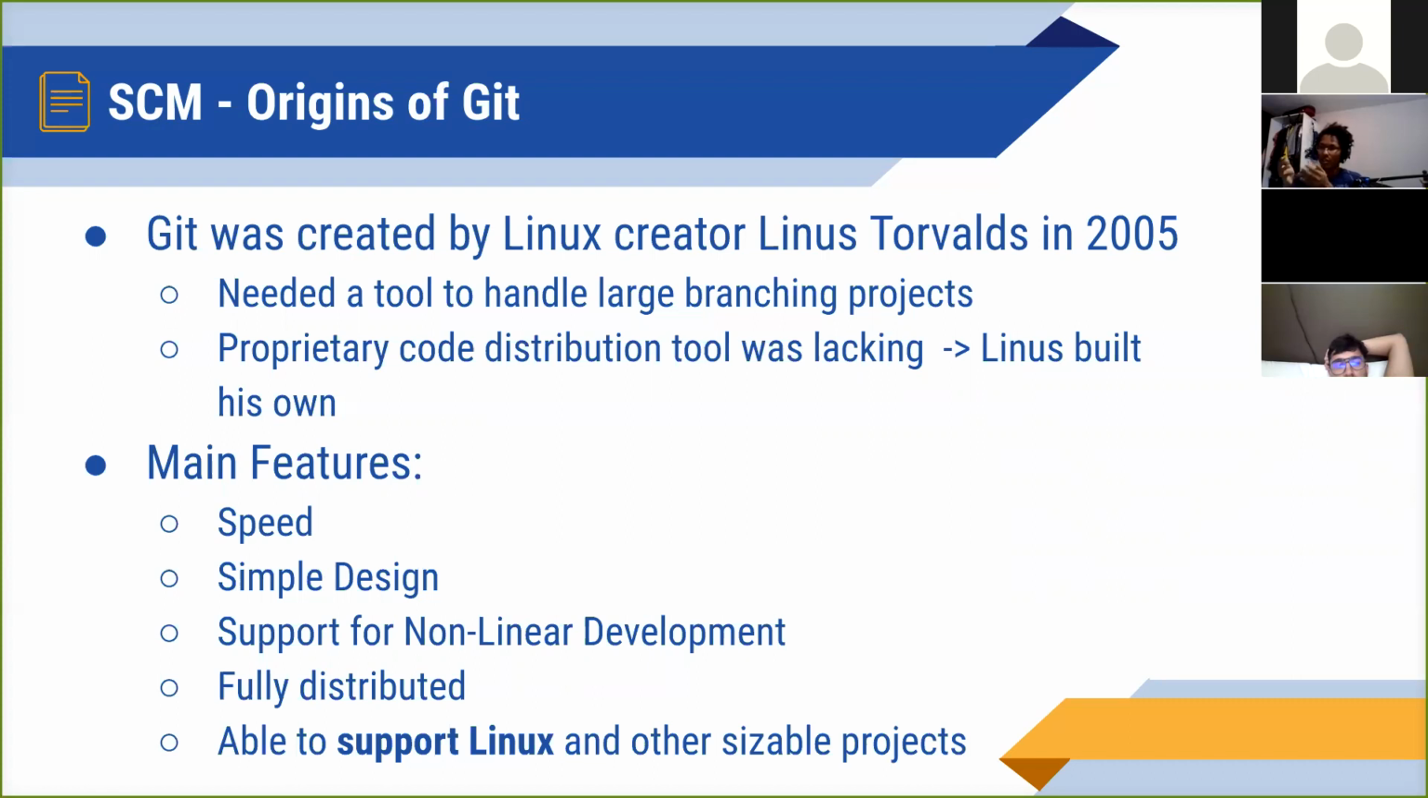So Linus needed a tool to handle large branching projects, because lots of people were adding new things to the Linux kernel, creating patches or new features or improving upon previous code and making it more efficient. Now, the proprietary code distribution tool they were using was lacking, so Linus decided he'd build his own. He'd focus on a few main features: speed, simplicity of design, support for nonlinear development, and that's a big one, having the code be fully distributed, and being able to support Linux and other sizable projects.